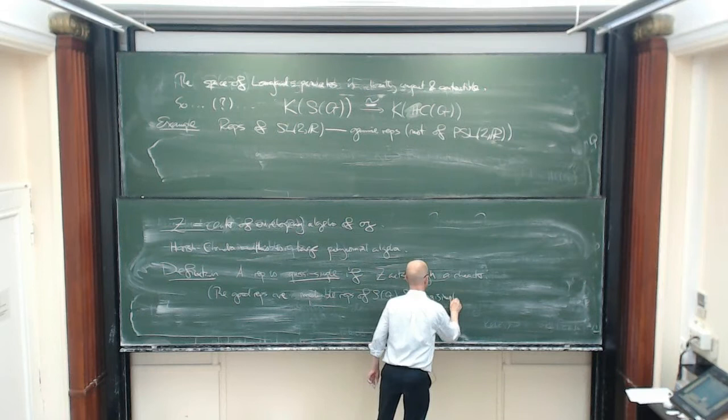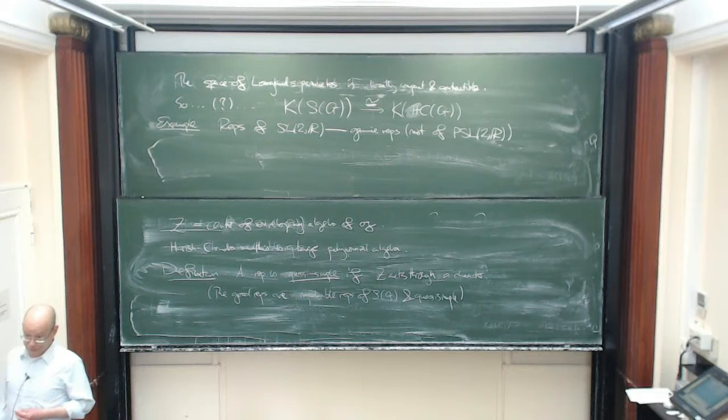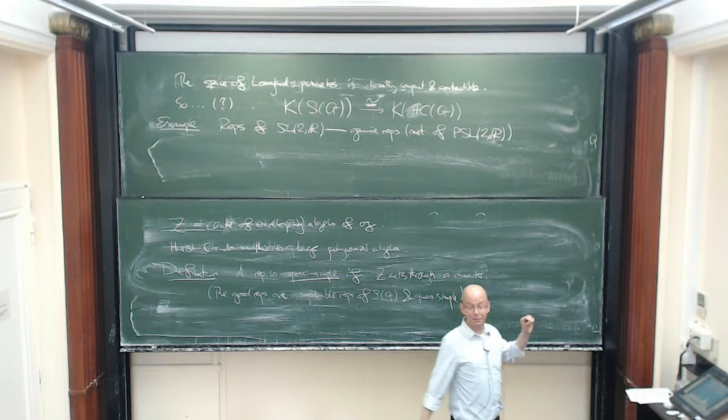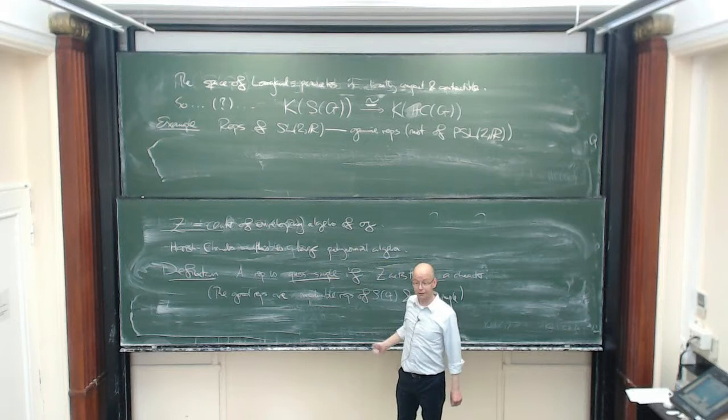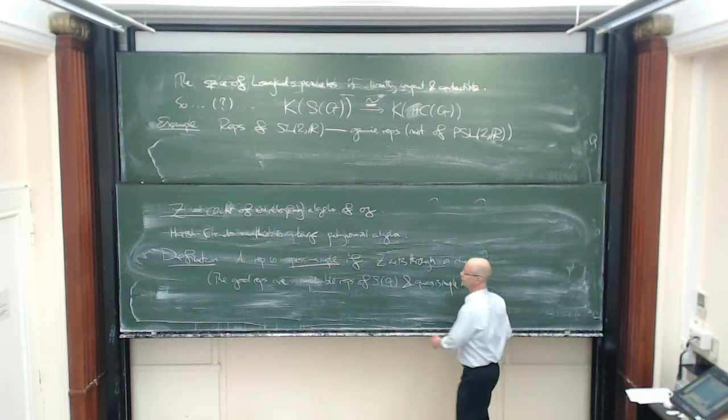And this represents a great deal of progress in the classification problem. To each representation is now attached a bunch of complex numbers, the so-called infinitesimal character, the representation of this polynomial algebra Z. There are representations which don't have this property, so there is no good Schur's lemma which guarantees quasi-simplicity in general.